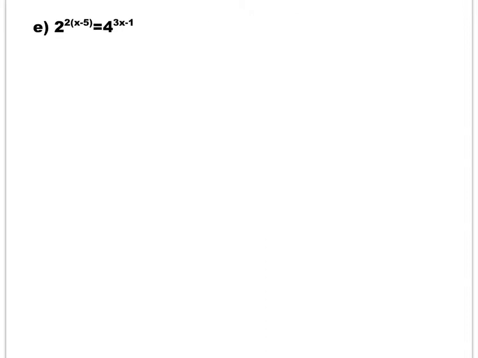Now the next example, 2 exponent 2 times x minus 5 is equal to 4 exponent 3x minus 1. Again, we do the same thing. We try to express 4 on the right hand side as a power with base 2. So I can write this one as 2 exponent 2 times x minus 5 is equal to, 4 can be written as 2 exponent 2, exponent 3x minus 1.